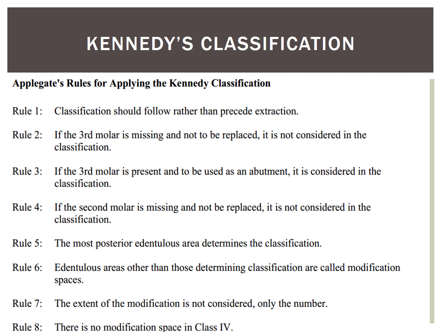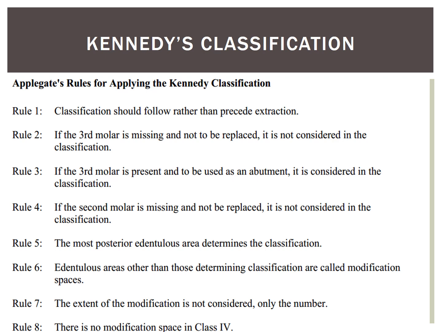If third molar is present and it is used as an abutment, it is considered in classification. So when third molar is present and you are using it as an abutment, it becomes considered in the classification. For example, 2.7 is missing, only 2.7, and you have 2.8, and you want to take 2.8 as an abutment, then it becomes a class 3. But if you don't use it as an abutment, then it becomes a class 2. So that is what is mentioned. If third molar is present and to be used as an abutment, it is considered in the classification.